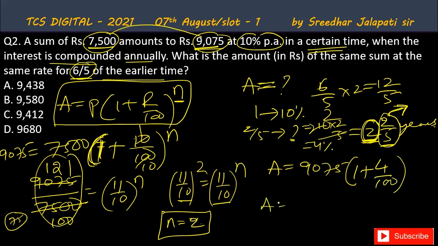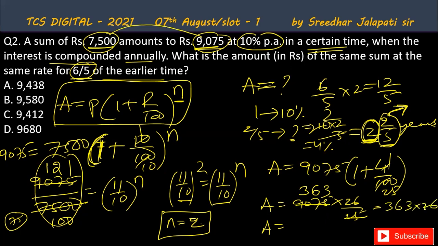Now A is equal to 9075 into, if I simplify this, 4 by 100, that is 1 by 25. 1 plus 1 by 25 is 26 by 25. Now, if I simplify this further, if I cancel this with 25, 25 3s are 75. Again, 9075, 25 6s are 150, 75, 25 3s. So you have to multiply 363 with 26.